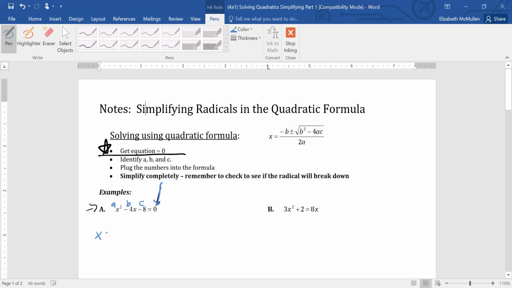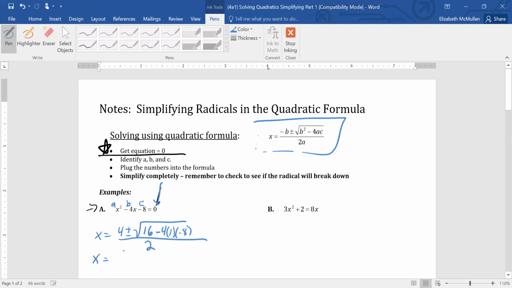So we know that x is equal to, our quadratic formula up here, negative B. So B is negative 4, so negative B is going to be just a positive 4, plus or minus the square root of B squared, negative 4 squared, 16, minus 4AC. And this I'm just going to write out instead of doing the math manually. So negative 4 times A, which is 1, times C, which is negative 8, all over 2 times A, which is just 1, so 2. All right, so then we keep going.